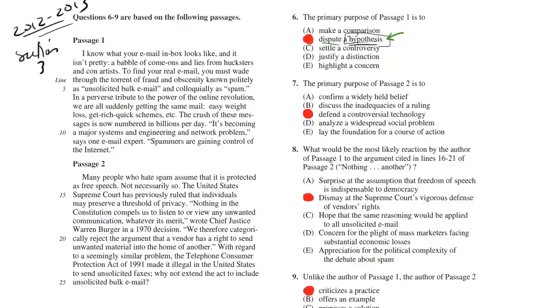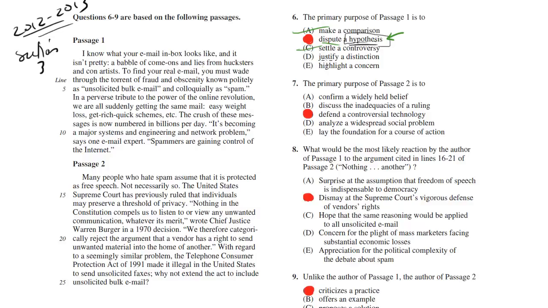Let's look at the other choices. Make a comparison. Well, again, what are we comparing? There's nothing being compared here, so we can get rid of A. How about C? Settle a controversy. Well, sure, you might think spam is controversial, but there's nothing in this paragraph that says it's controversial, nor is the paragraph trying to settle any kind of controversy.